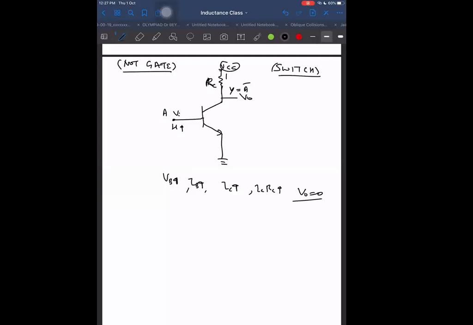Saturation mode means where already, if I take beta times IB into RC, then that becomes greater than VCC. If that happens, then it is in saturation mode already. We cannot have a potential drop more than VCC. The maximum potential drop that it can have is equal to VCC. But if by using this formula we are tending to have more than VCC potential drop, it means it is already in saturation mode. So we are discussing that only. Therefore, here the output voltage will become 0. Then it is acting as a NOT gate. Input high, output low.